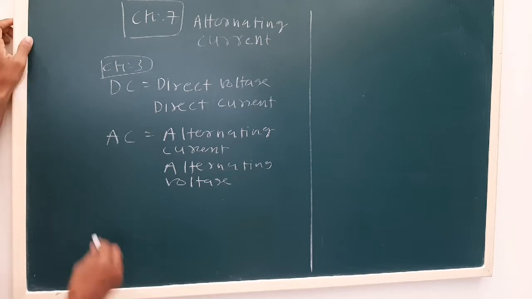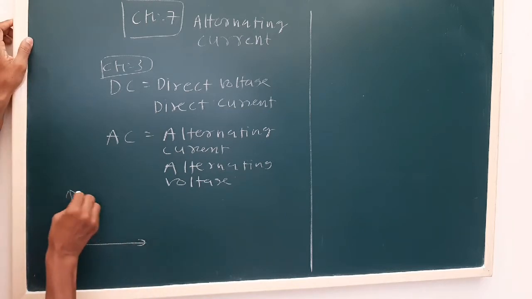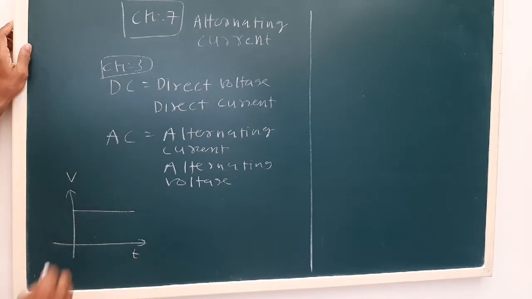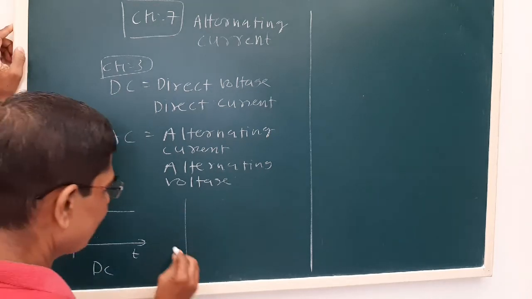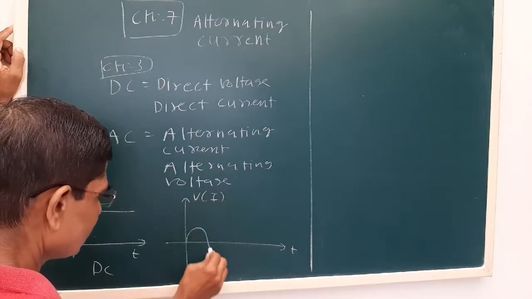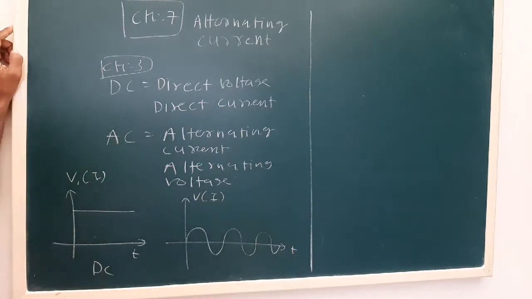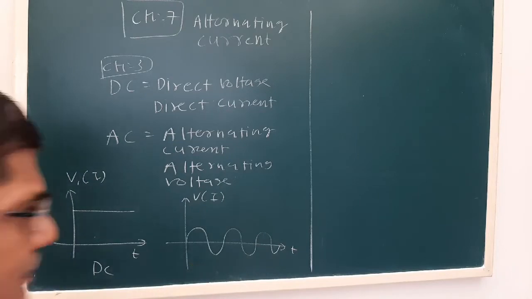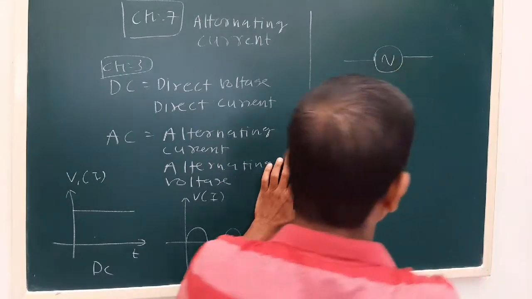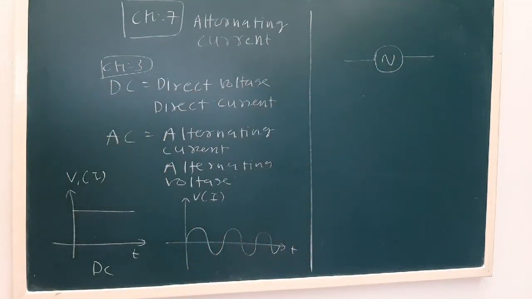Now see the graph of DC, let us say voltage or current, will be like this. It may be current also. For DC the value remains constant, whereas AC voltage or current will be like this. So keeping this in mind, our convention to represent an AC voltage or current or AC source is like this.